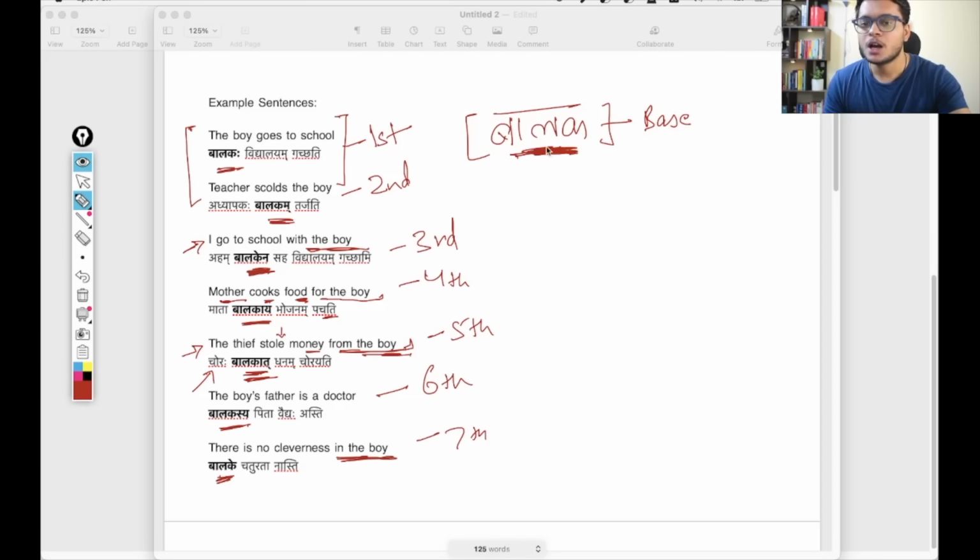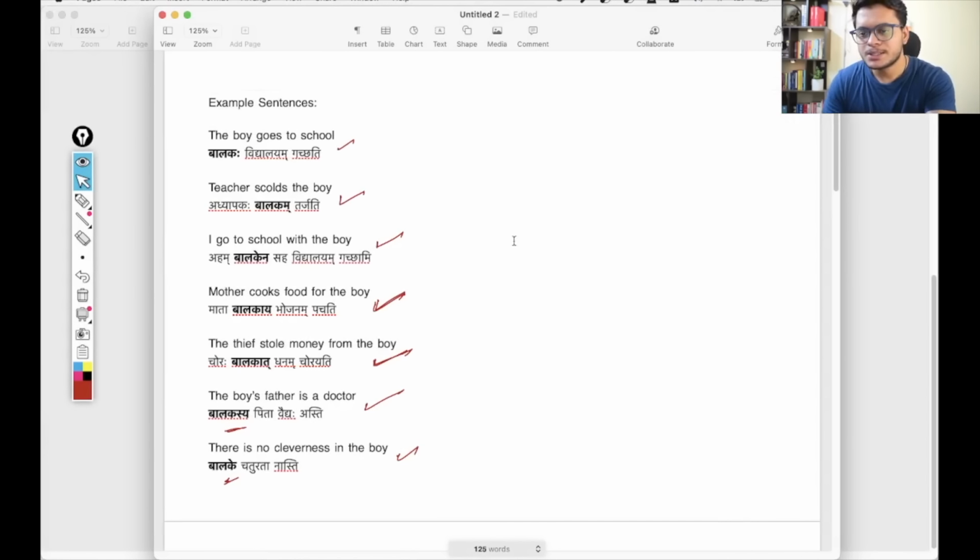So you see how single base word balak, it can become balakaha, balakam, balakena, balakaye, balakat, balakasya, balake. It can assume all these seven different forms as per its contextual use in the sentence. So with these sentences covered, and I hope you got some logic out of these, that how a single word balak is being used in different sentences and how that noun has different role in each sentence. So I hope this is clear. With this, let me go back to my sheet that I've prepared.